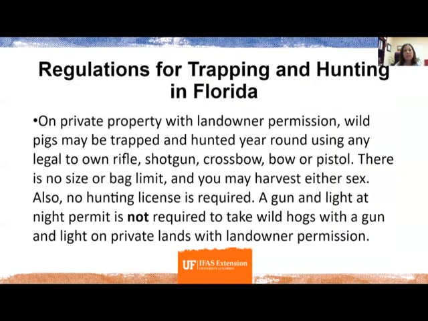So we've got regulations for trapping and hunting. Basically, this just means you can hunt wild hogs any way you want to hunt them, day or night, hunting license or not, you can harvest wild hogs.